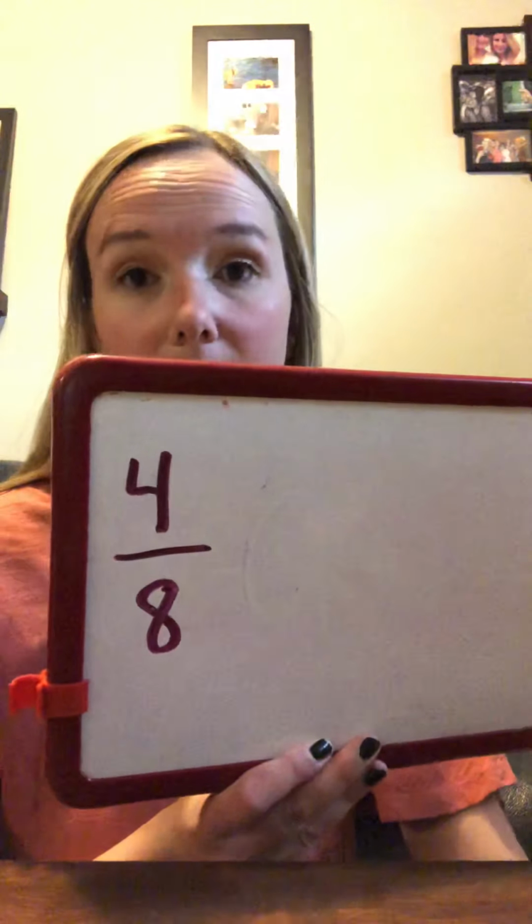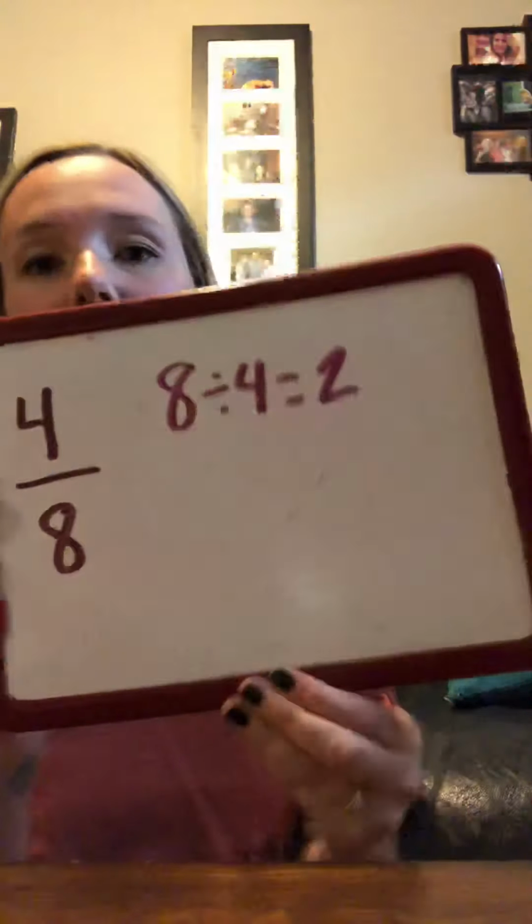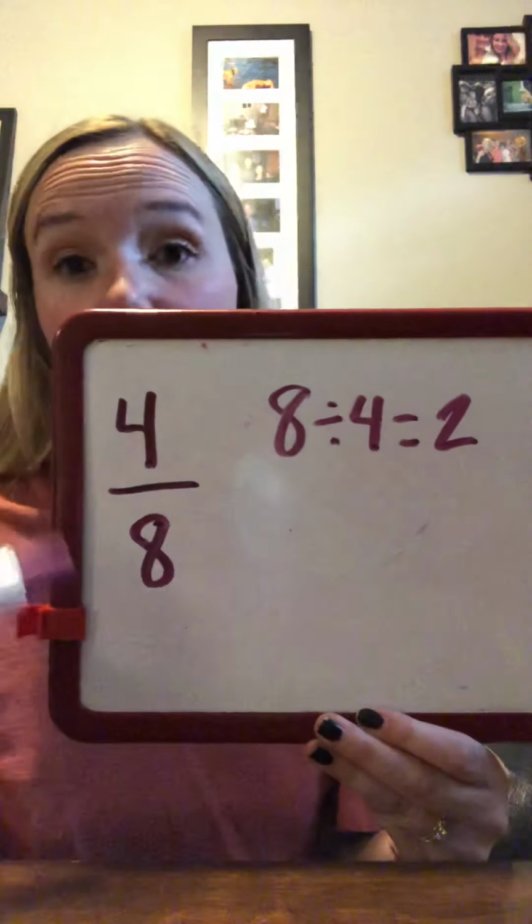So I'm going to do an example that's not on the sheet. I'm going to start off with 4 out of 8. And I want to see if I can make this any smaller. So I know that 4 out of 8 is half because 8 divided by 2 is 4. And if I have a circle that has 8 pieces and I color in 4, that's half. So I know that if I do 8 divided by 4, that gives me 2. So this is half. But I want to make this fraction smaller.